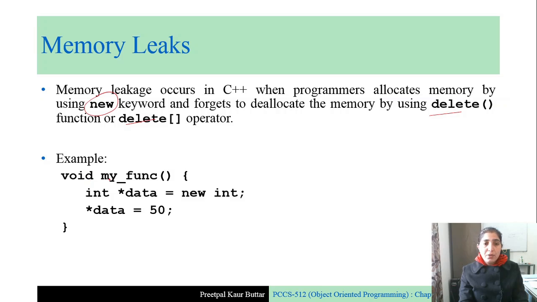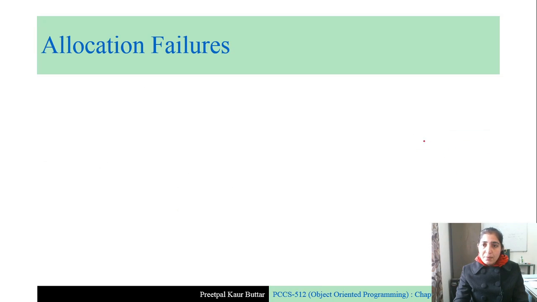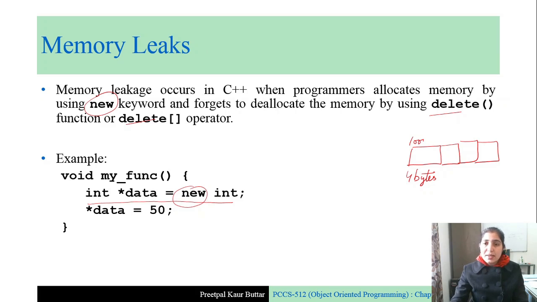So here we have a function void my function, and inside this function we have this statement which is using this new keyword. What it is doing is reserving memory equal to the size of an integer. Suppose the integer occupies 4 bytes, so 4 bytes will be reserved in the memory. These 4 bytes will have an address. The base address will be the starting address, that is the address of the first byte. Then suppose these are the addresses of all the 4 bytes.